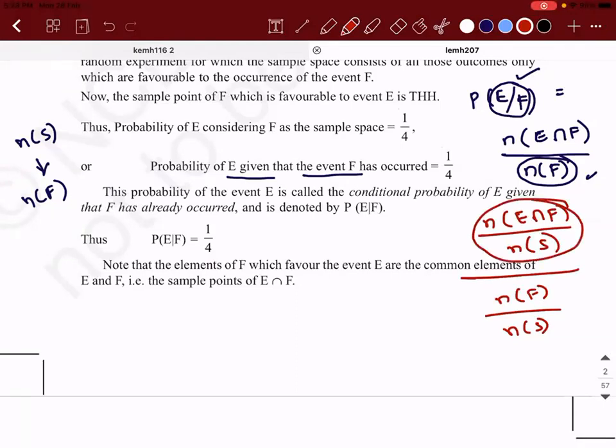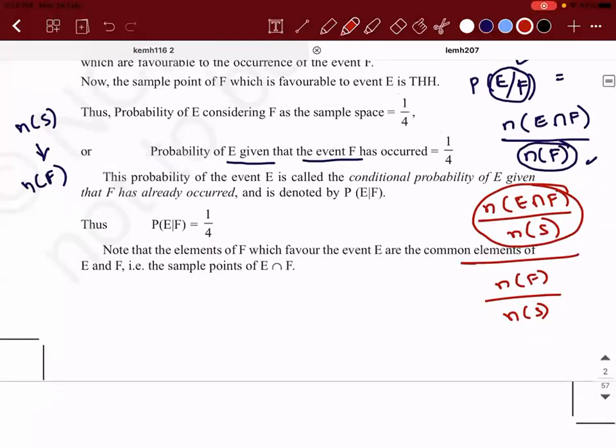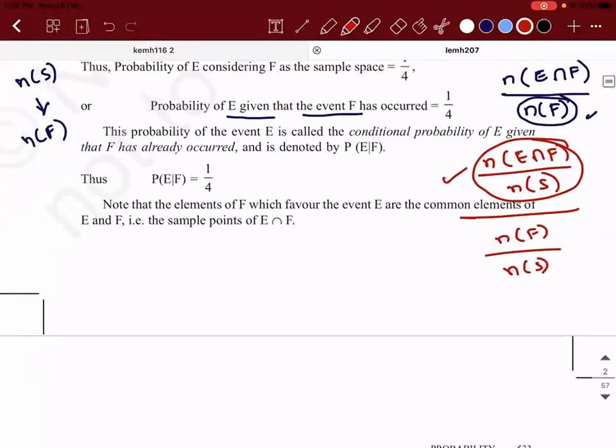What does this give us? If you understand this, there is nothing, you'll never forget it. Please try to understand. Though the logic might be slightly tougher, put some effort into understanding. Did you understand this step? So what is the number of elements in E intersection F divided by the number of elements in the sample space called as?